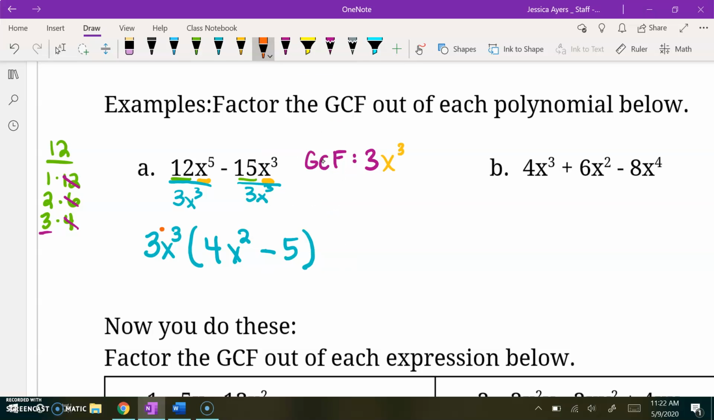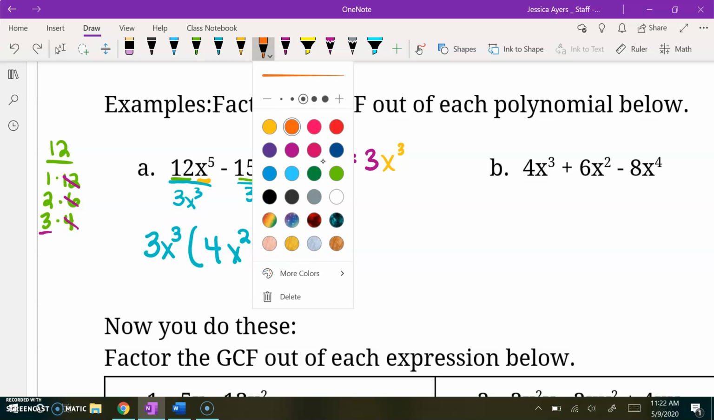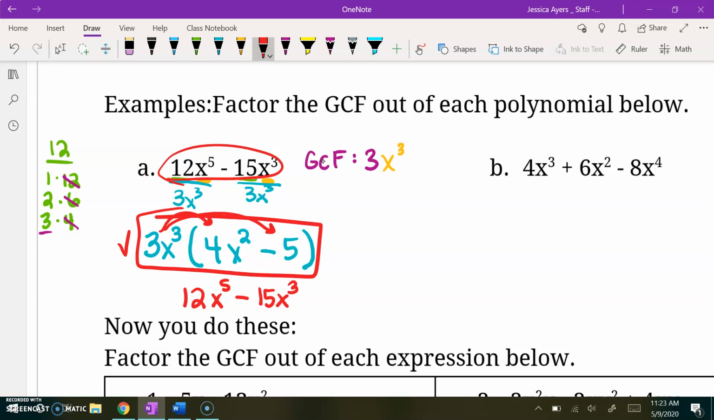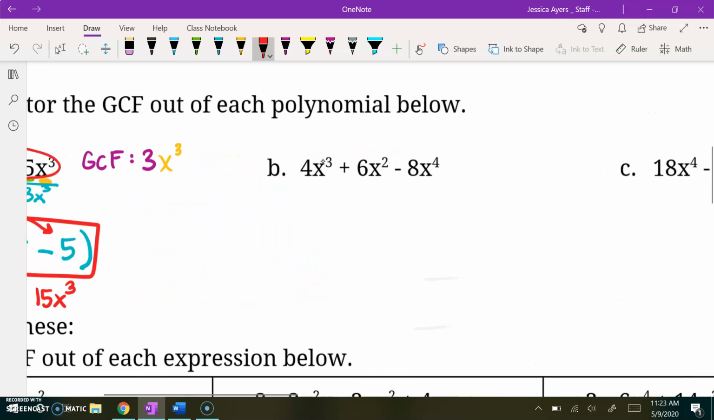simply by multiplying that 3x cubed back into everything. So 3 times 4 is 12. x cubed times x squared is x to the 5th. Minus 15x cubed, which was our original problem, so we know that's correct. You can do the check step in your head if that is helpful. So let's look at B.